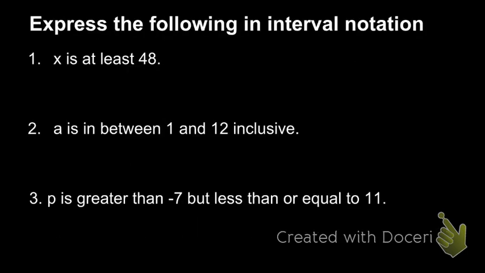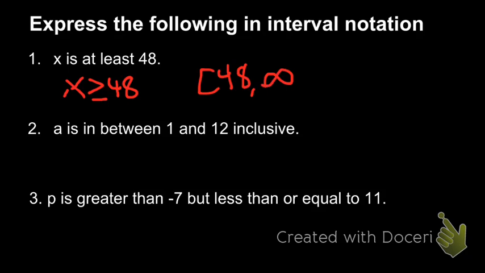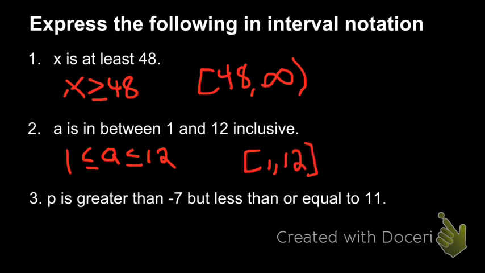So, express the following in interval notation. So, x is at least 48. That means x is greater than or equal to 48. So that's how it would look as an inequality. So in interval notation, you'd start at 48 and then go all the way to infinity. Let's say A is a number between 1 and 12 inclusive. So that means A is less than or equal to 12, but also greater than or equal to 1. So that would be as an inequality. As an interval notation, it would be from 1 to 12, and they'd be hard brackets because it is inclusive. You're including 1 and 12.